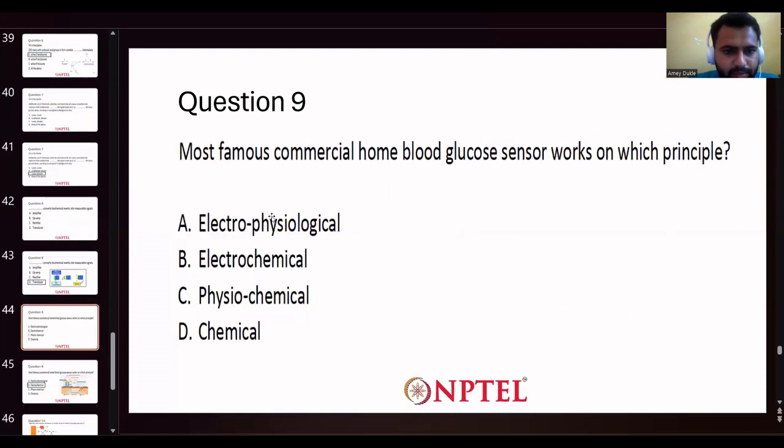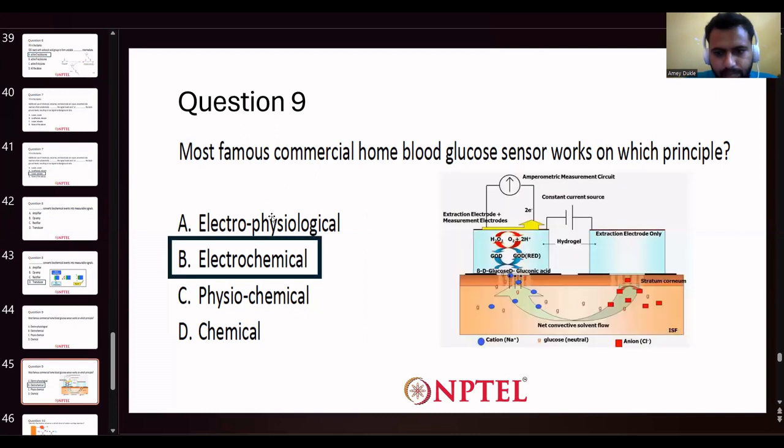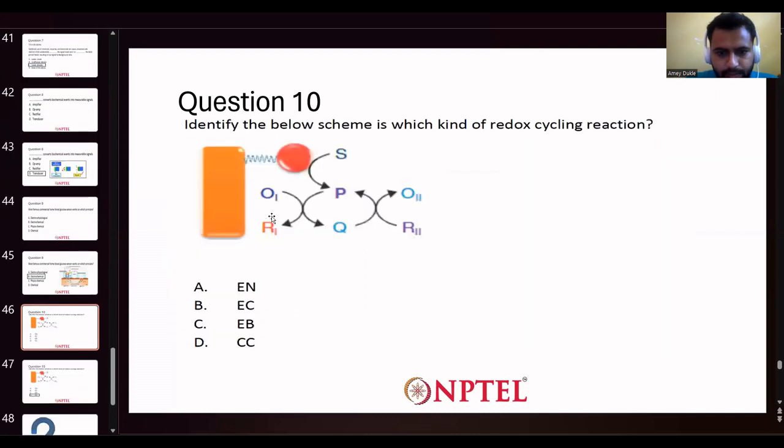So coming to the next question, a commercial home blood glucose sensor works on which principle? Again, we have discussed this in practice assignment 0. So the answer is electrochemical sensor.